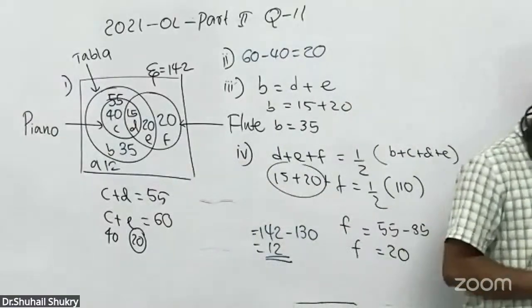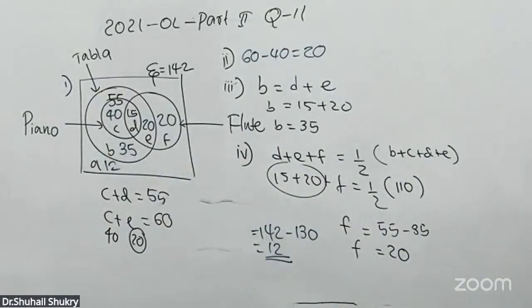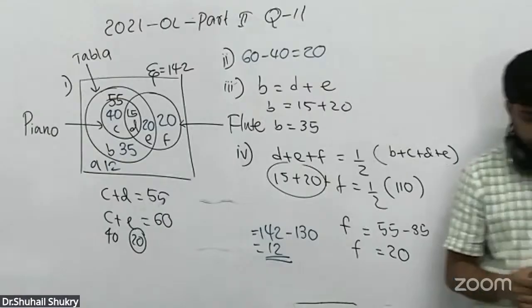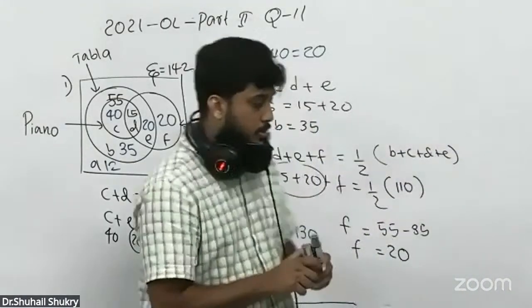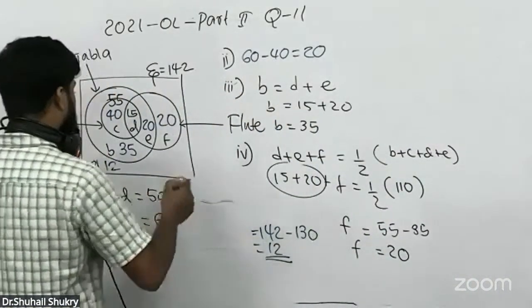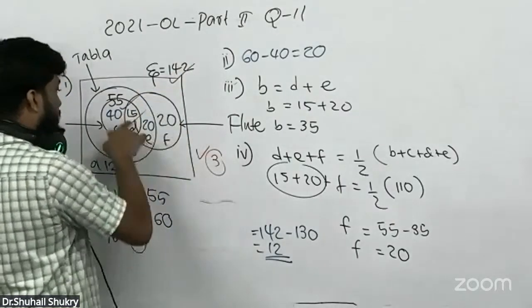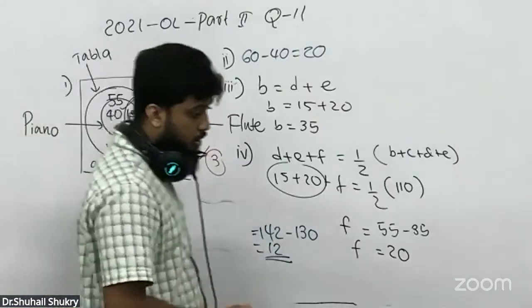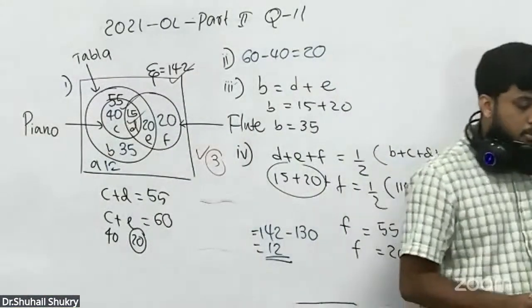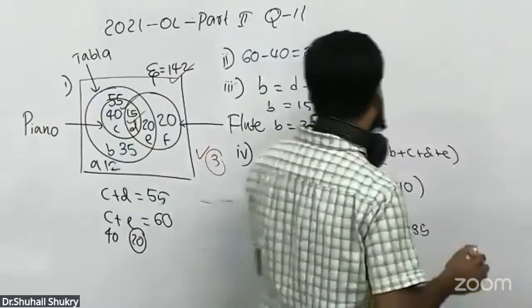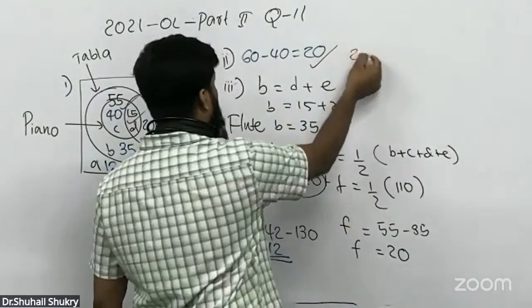So this is how they have given. I'll tell the marks, how they are distributed. For marking all these things in this Venn diagram, they have given 3 marks. Again, for this 142, this 55, this 50, for these 3 pieces of information, they have given 3 marks. And for writing 60 minus 40 equal 20, they have given 2 marks.